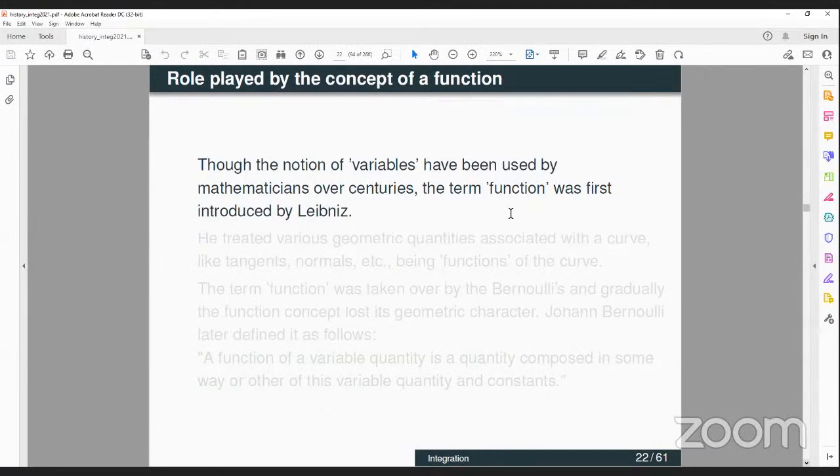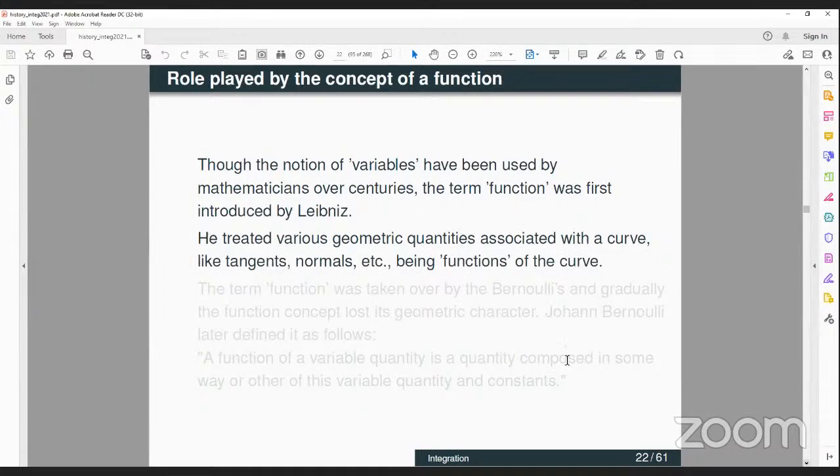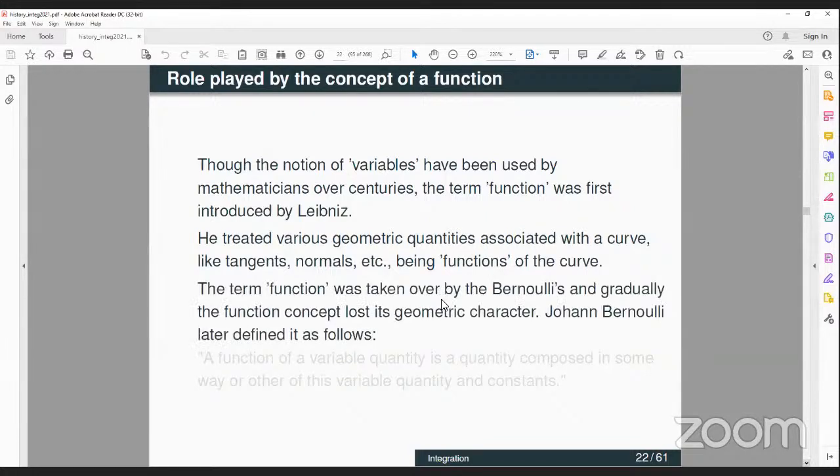The term function was first introduced by Leibniz. So Leibniz was the first one to introduce the concept of a function. Something is the cause, something is the effect. He treated various geometric quantities such as a curve, tangents, normals, as being functions of the curve. So a tangent at a point on a curve is a function of the curve.